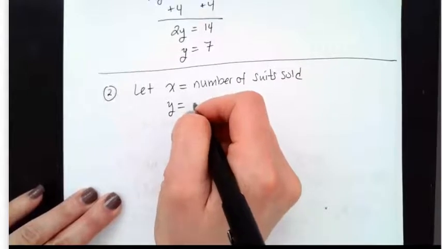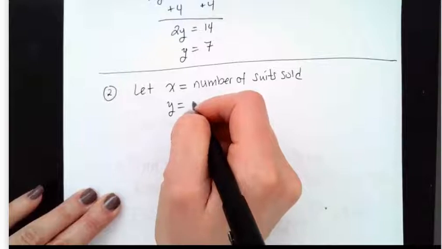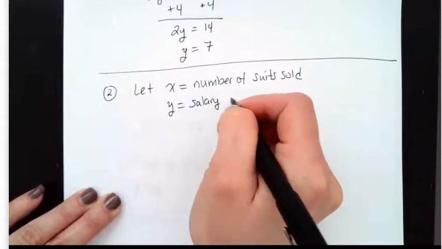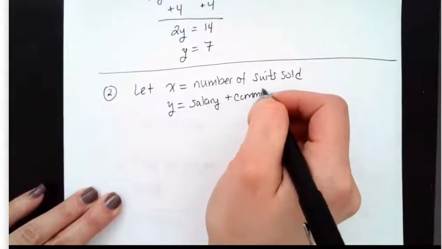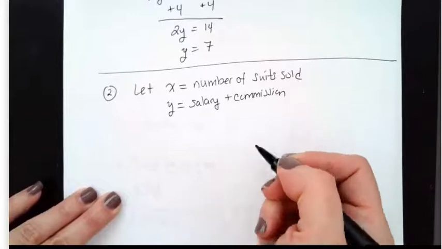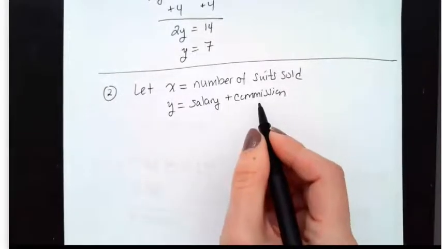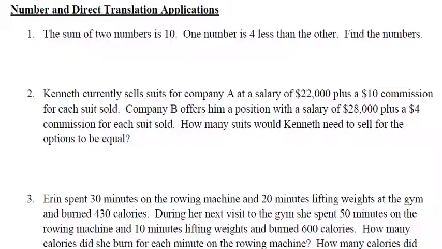And let's let Y be his, well, we don't want to say salary because that was used in a different context. So it's his salary, well, it's really his salary plus commission. It's the amount of money that he's making, but not just the salary on its own, the salary and the commission altogether. Okay, so now we're thinking about two different companies.